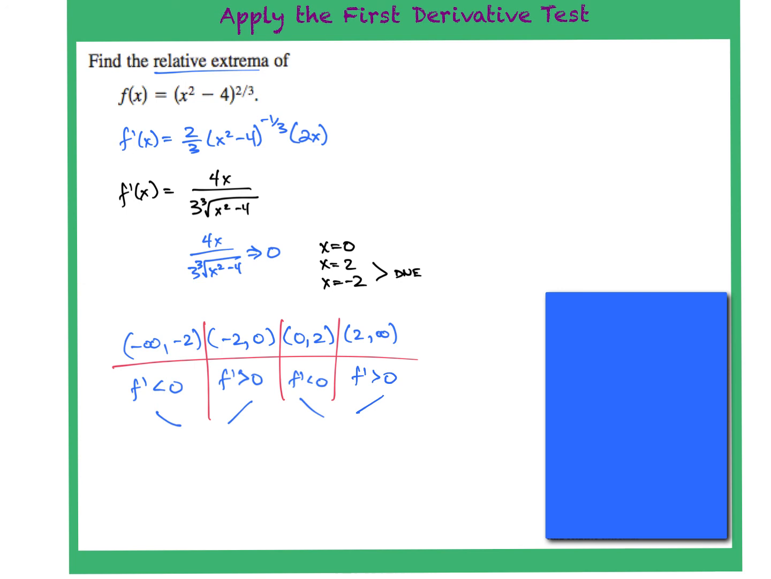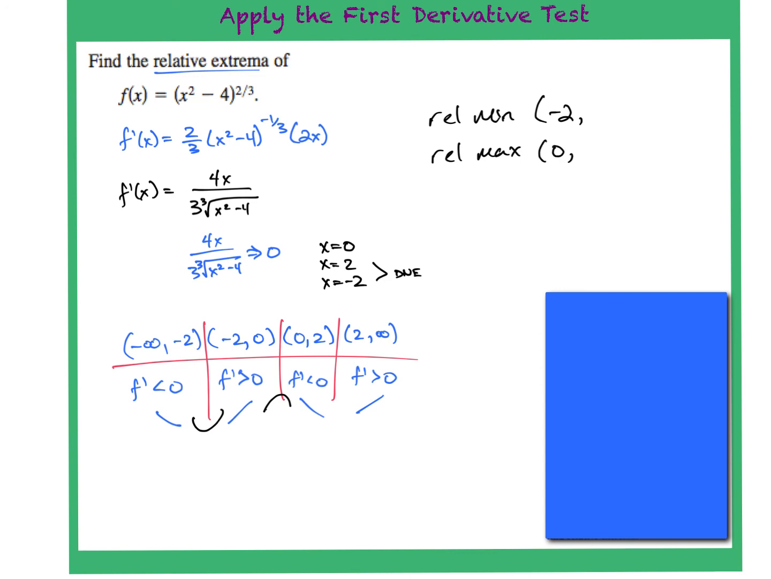I have a relative minimum. I have a relative minimum at negative 2 comma something. What's happening at 0? I have a relative max. Why do I have a relative max? Don't use the word it. F prime changes from positive to negative. All right, so I have a relative max at 0 comma something.